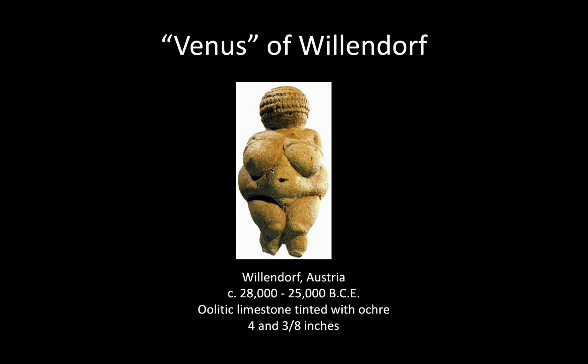And what's interesting with the Venus of Willendorf is while she was found in Willendorf, Austria, the limestone is not indigenous to that area. And we know that she was moved by a nomadic people from Eastern Europe or Western Asia.